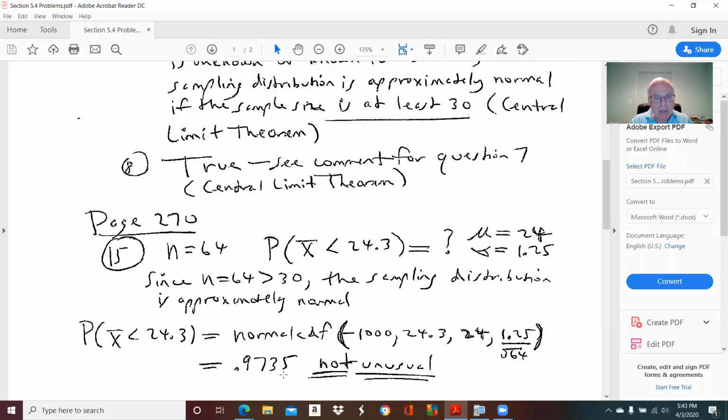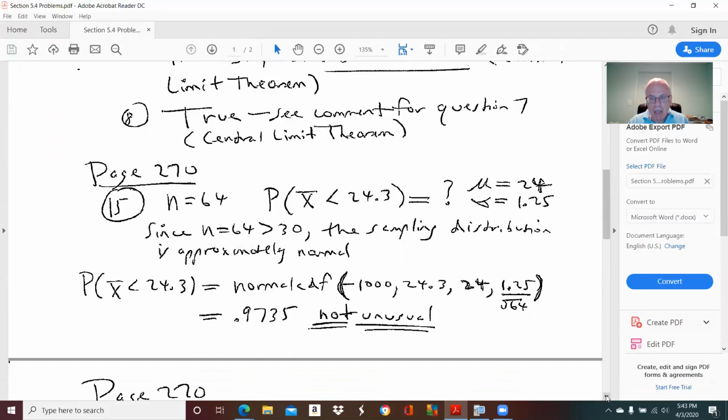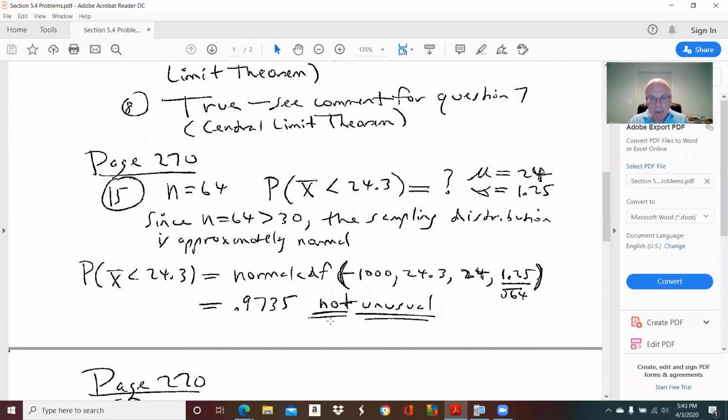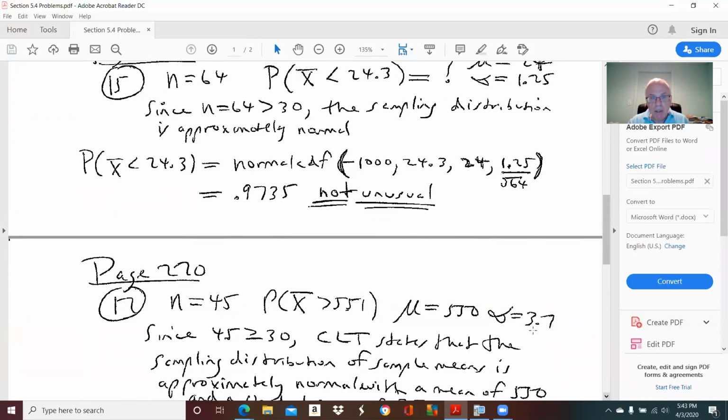0.9735. Now it's asking if this is unusual. In general, in statistics, if a probability is less than 0.05, we'll consider it to be unusual. In this case, 0.9735 is much larger than 0.05. This is not an unusual probability. Not an unusual event occurring when we assume that the mean is 24. All right, mean of the population is 24. Not unusual to see a sample mean of 24.3.